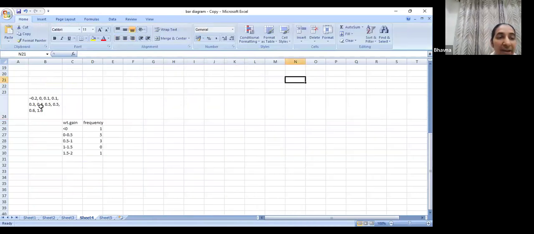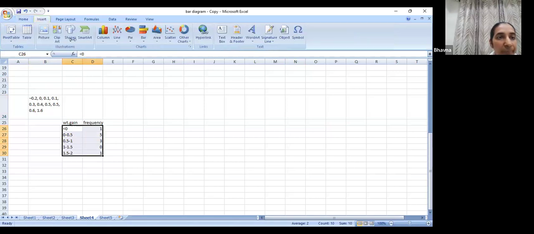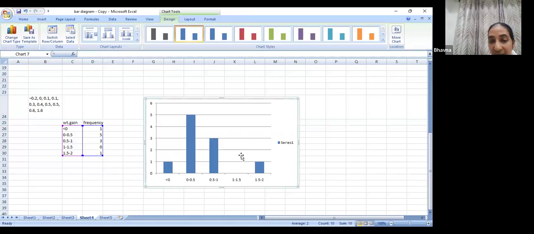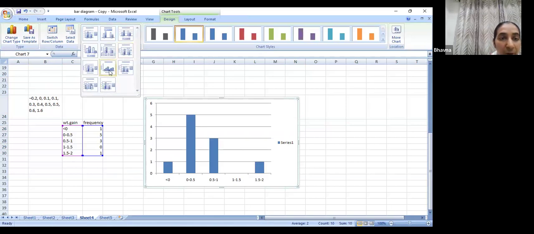Okay, this was the weight gain, right? This is the data, actual data, which has been arranged in ascending order, and weight gain is seen in these two columns. In these 5 rows, what do we do? We go to insert, we go to columns. Again, we don't want this. This is what? This is a bar chart. We don't want it. We want a histogram. So we will draw a histogram.